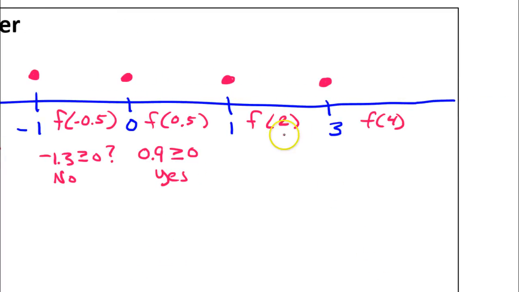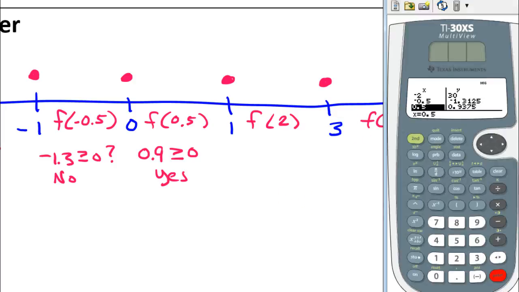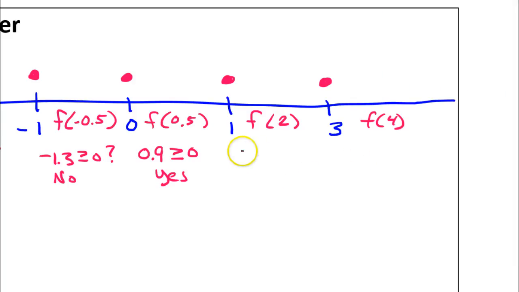Now let's check our last values of 2 and 4, because the calculator will only do 3 at a time. So let's go back and do 2 and 4. And that gives us -6 and 60. So we have -6 and 60. Is -6 greater than or equal to 0?